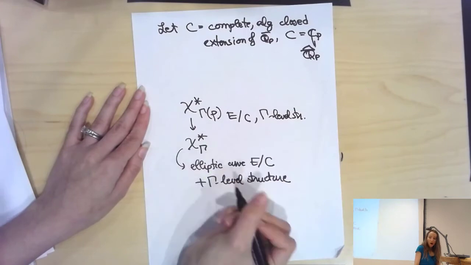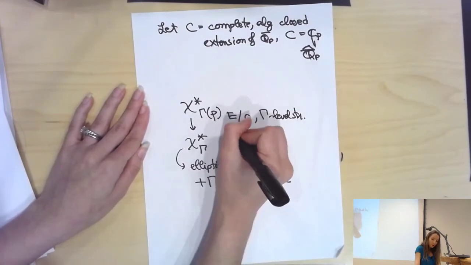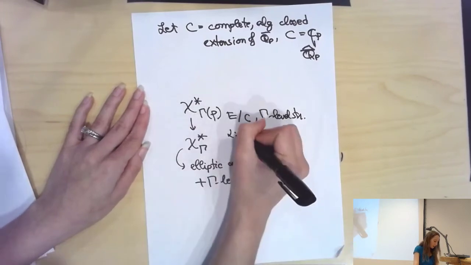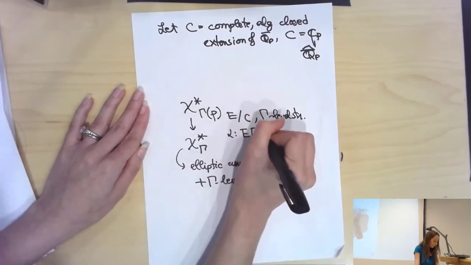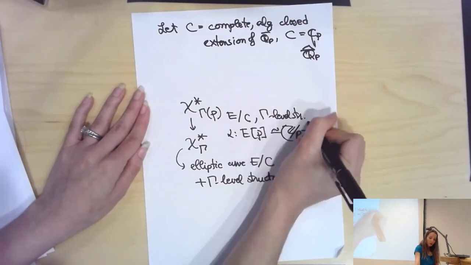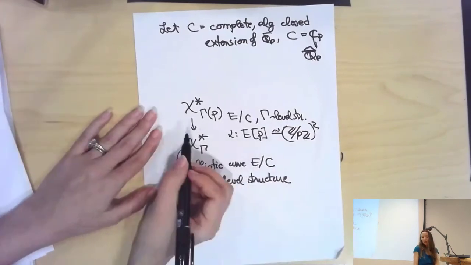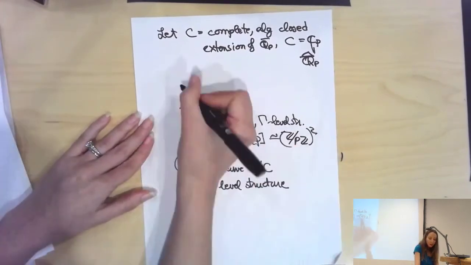But now we also have a trivialization. So full level means that you trivialize the p-torsion in the elliptic curve, identify it with Z mod p Z squared. Okay, so this is one step. You keep going up the tower, you have p to the m and so on.